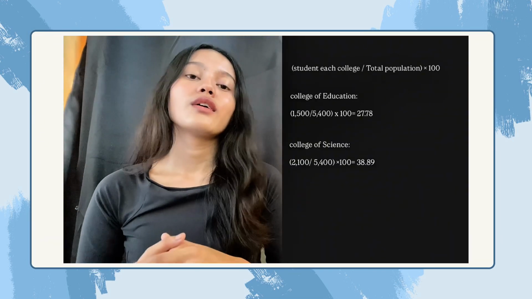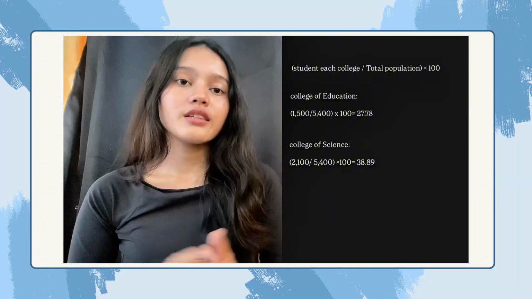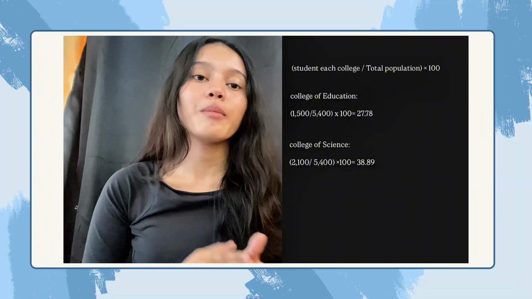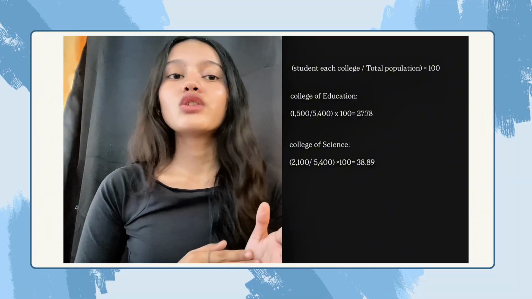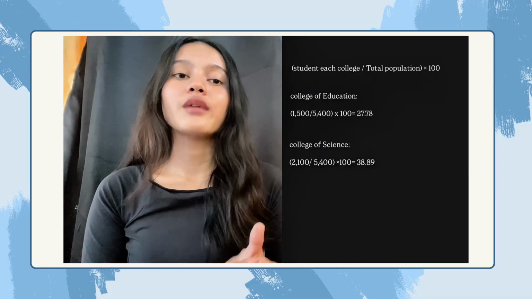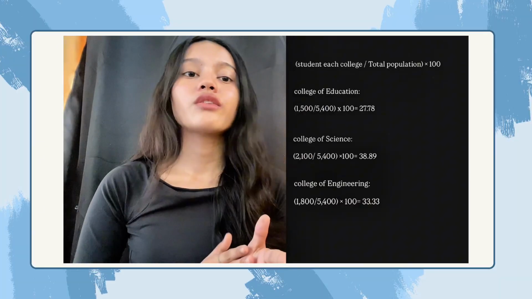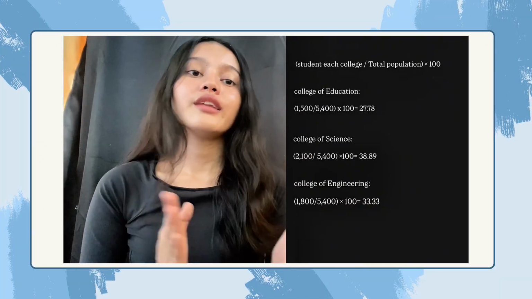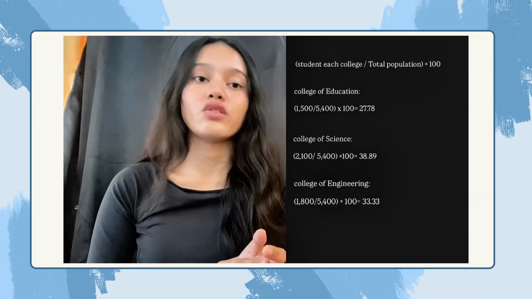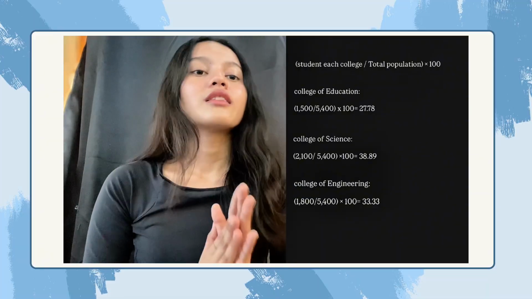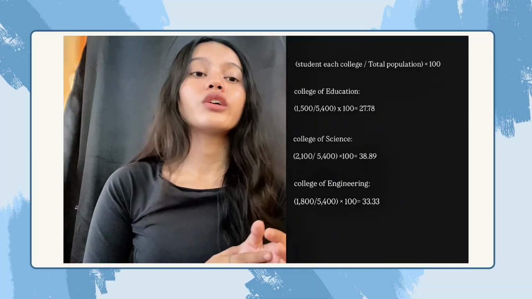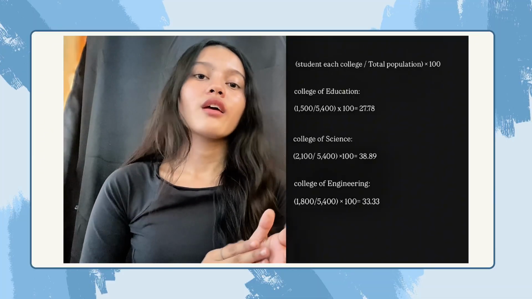And next is the College of Science. It has 2,100 students, divided by 5,400 and times 100 is equal to 38.89%. For the College of Engineering, it has 1,800 divided by 5,400 times 100, which is equal to 33.33%. By this percentage, we will be able to identify the initial slots assigned in each college.